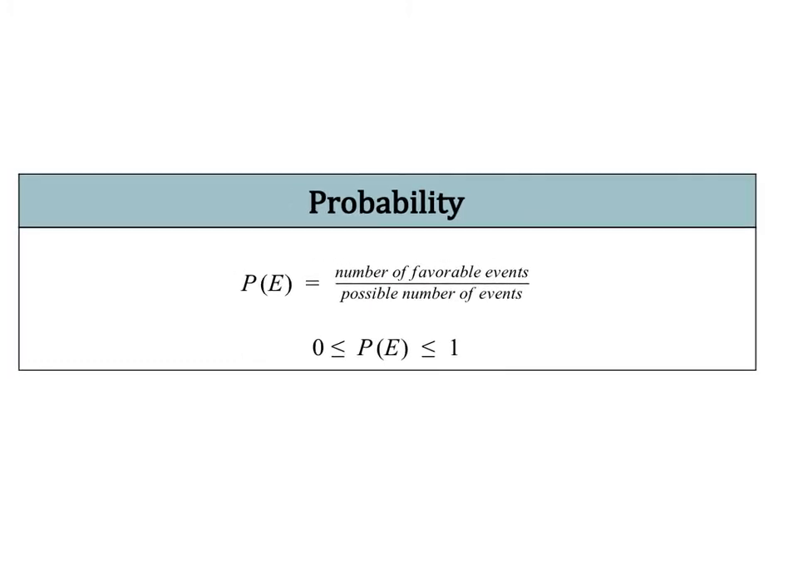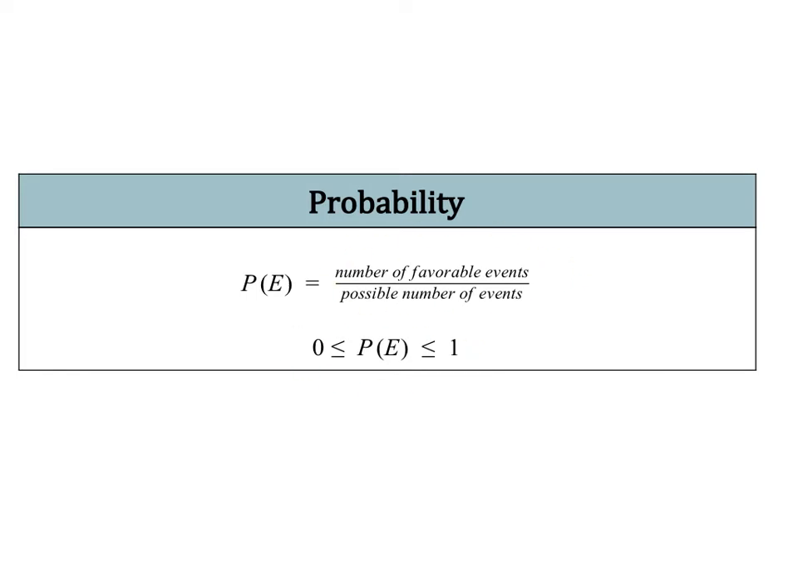So the probability of an event happening, P of E, is the number of favorable events. Favorable events meaning the event that you're trying to calculate for. For example, if you're trying to calculate the probability of rolling a 2, 2 would be the favorable event. It doesn't necessarily mean that it's better than anything else, it's just what we're calculating. And then in our denominator, we have the total possible number of events. So this is how we will go about finding probability.